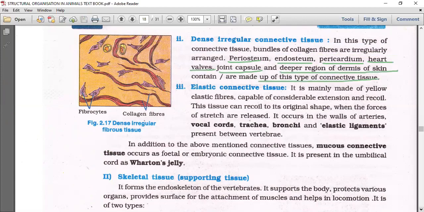Okay. So then, what is the motto of this dense irregular connective tissue? It can tolerate the stretch from all directions.